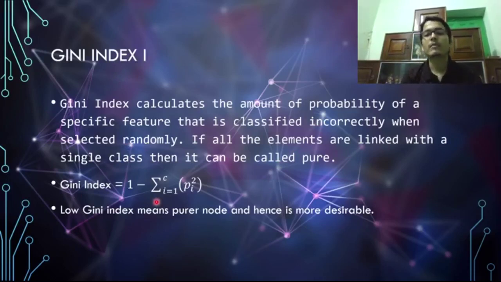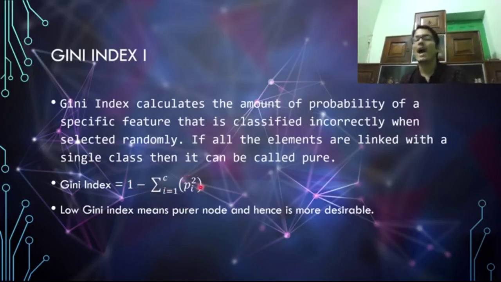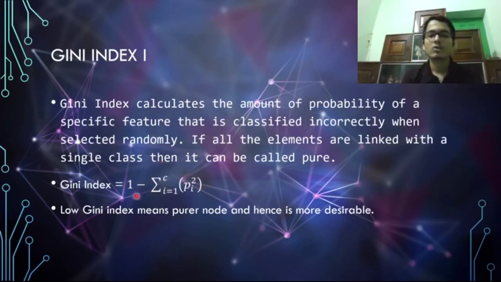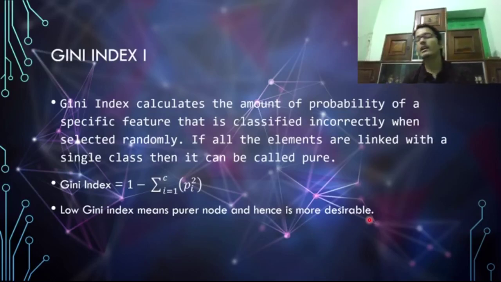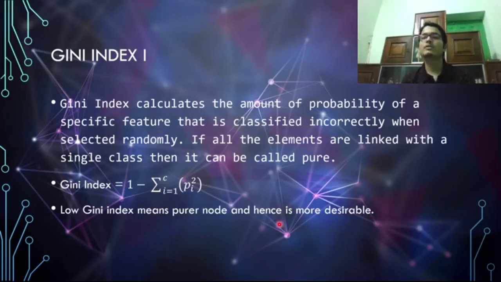So this is 1 minus the sum of the squares of all the probabilities of the classes at a particular node. So a low Gini index means a purer node, and hence it is more desirable. So our objective of splitting in the decision trees can also be based on minimizing the Gini index of each and every node. That is, we are going towards more and more purer nodes.